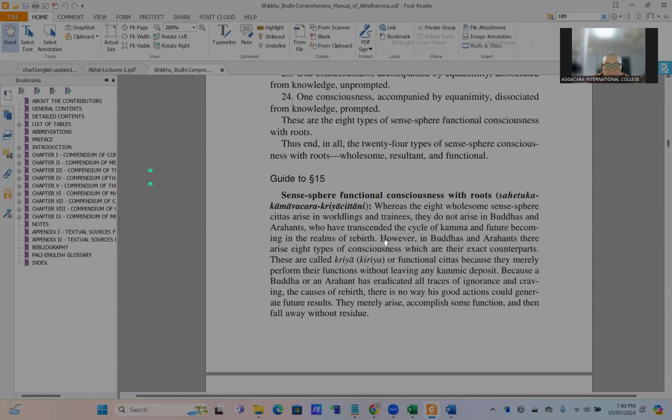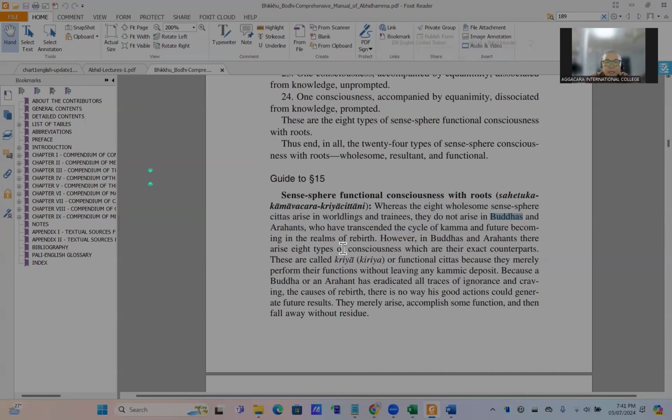Okay. Now, we already said that the Kriya is mentioned for the Arahant. So they do not arise in Buddha and Arahant, because Buddha is actually Arahant. Arahant means those who achieve the 4 levels of enlightenment and have no more greed, hatred, delusion. But normally we use the term Arahant for the Buddha's disciples, and Buddha is their teacher. So they have transcended the cycle of karma and future becomings in the realms of rebirth.